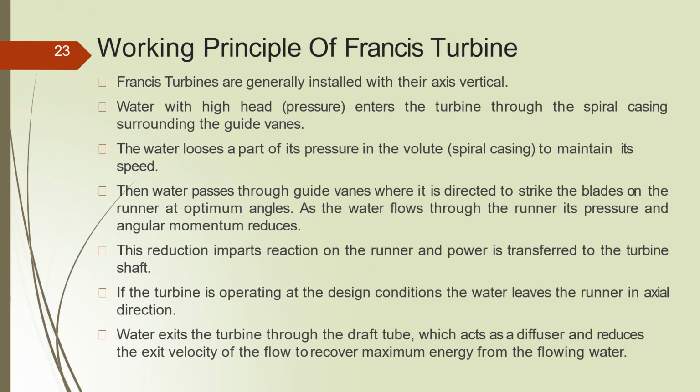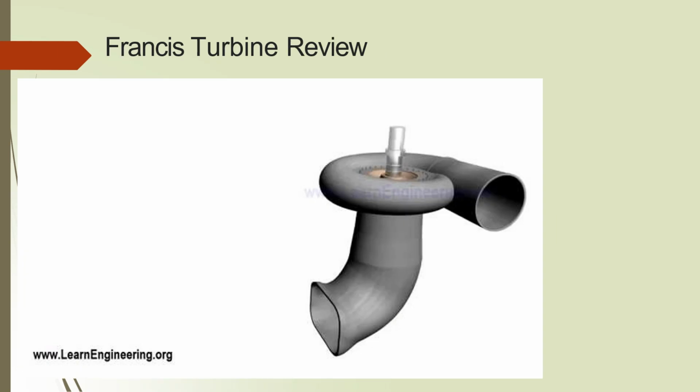If the turbine is operating at the design conditions, the water leaves the runner in the axial direction. Water exits the turbine through the draft tube, which acts as a diffuser and reduces the velocity of the exit water flow to recover maximum energy from the flowing water. This is another view of what is called a Francis turbine. You can see the draft tube at the bottom. You can see the water at the end, and this is exactly the 3D view of a Francis turbine.